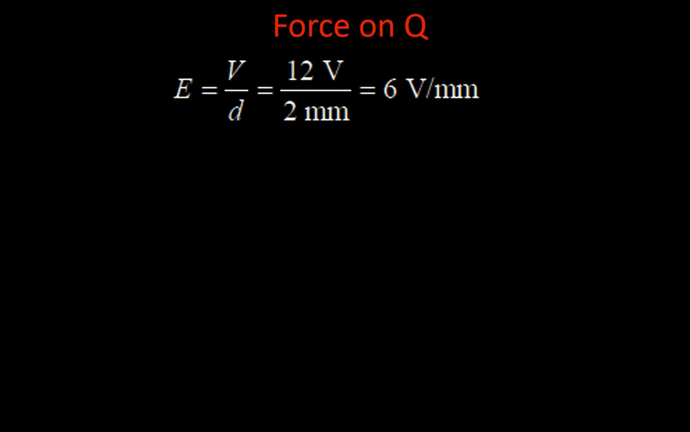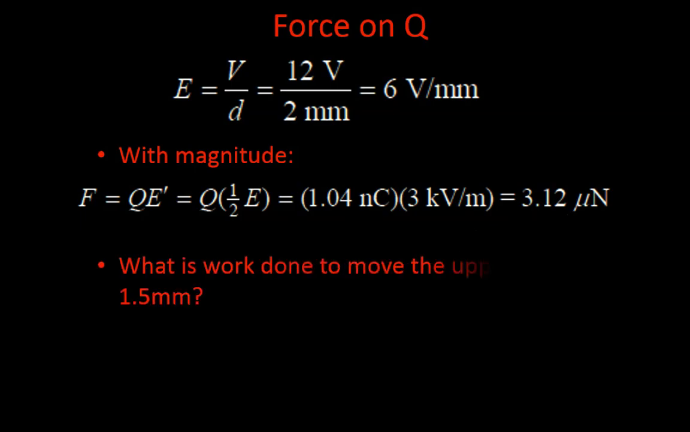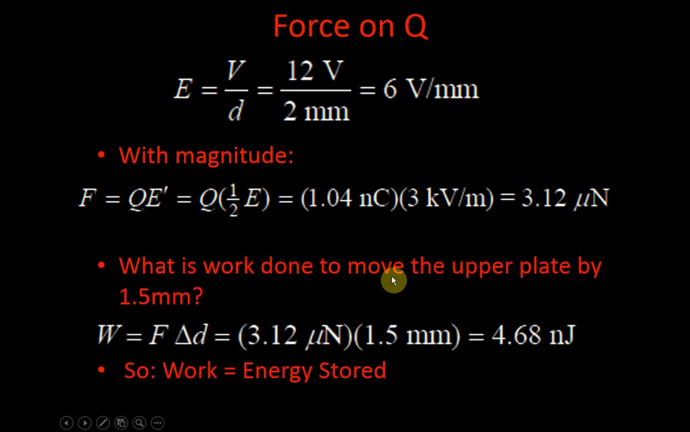The magnitude of the force now will be F equals QE. Go back to our previous definitions when we looked at the force on a charge. This means E here will be Q times 1/2 E. That will give us 1.04 nanocoulombs times 3,000 volts per meter, kilovolts per meter. And that will give us 3.12 micronewtons, or 3.12 times 10 to the minus 6 newtons. But this was not the whole question. The rest of it said, what is the work done to move the upper plate by 1.5 millimeters?